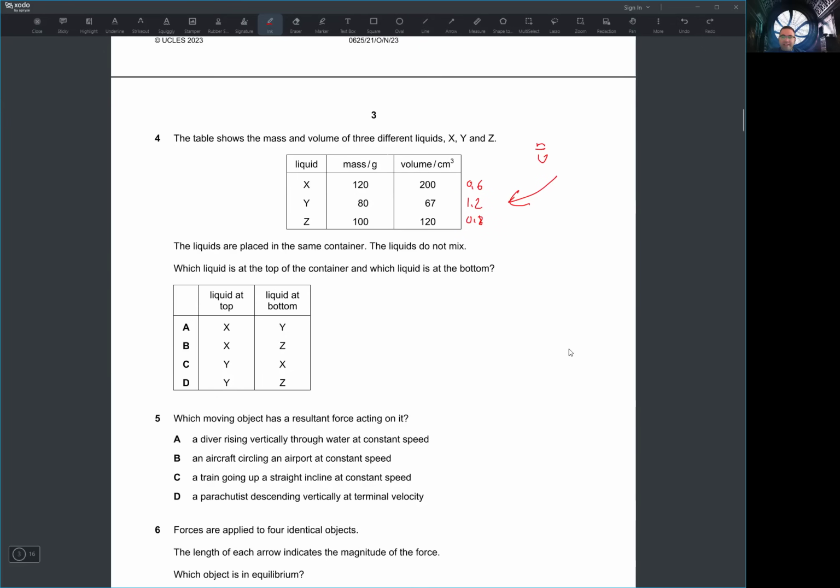So which one is the least dense? Clearly X. The liquid at the top is clearly X. Which one is the most dense? Clearly Y. I'm looking for Y. So what's our correct answer? X, Y, A. This is a 4-to-1 question, if you realized. I have four choices, I pick these two, and then from these two, I pick one.